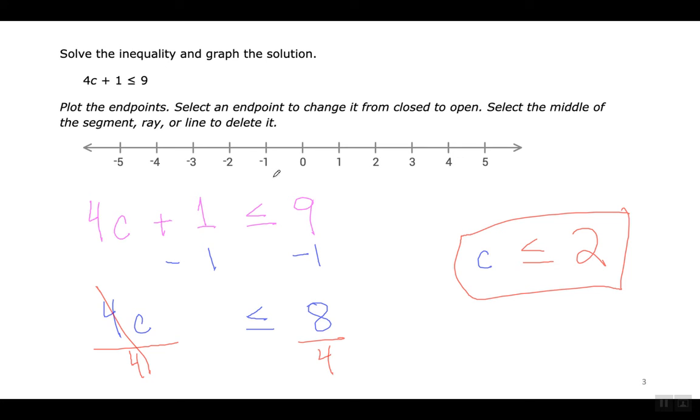That's my answer, and then to do the graph, here's positive 2. This line tells me that it could be equal to positive 2, so I'm going to shade inside the 2. And c is a number. I don't know what it is, but it could be less than or equal to positive 2. All the numbers less than are this way to the left. So there's my graph.